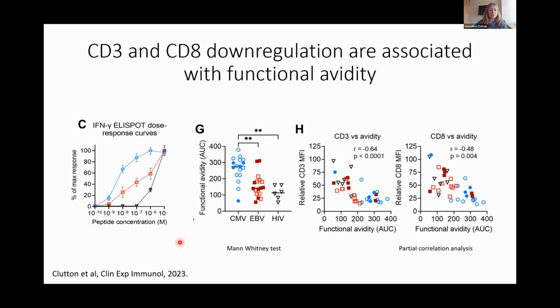The CMV-specific cells tended to be of the highest avidity, in line with previous reports. Therefore, because we had seen this difference between viruses, when we were looking for associations, we used a partial correlation analysis to control for a possible effect of viral specificity. And even when we took virus into account, we saw strong associations between CD3 and CD8 downregulation and avidity. That is, the higher avidity CD8 T cells downregulated CD3 and CD8 from their surface following stimulation to a greater extent than the lower avidity cells.